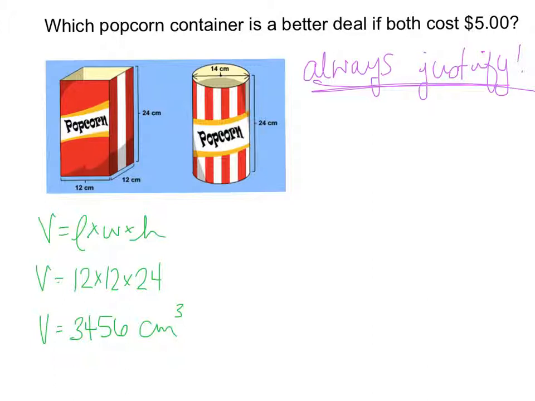Next, we have our cylindrical container. So first, recall the volume for our cylinder, which is pi times radius squared times our height. So our volume is pi times our radius, but remember this is diameter, so we have to divide by 2, so 7 squared, times our height of 24.